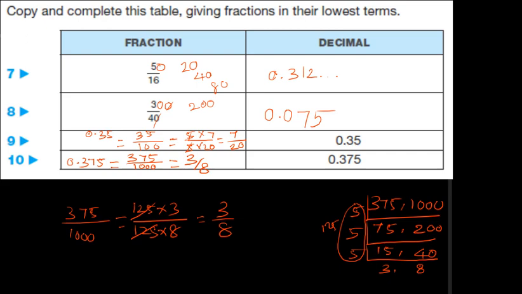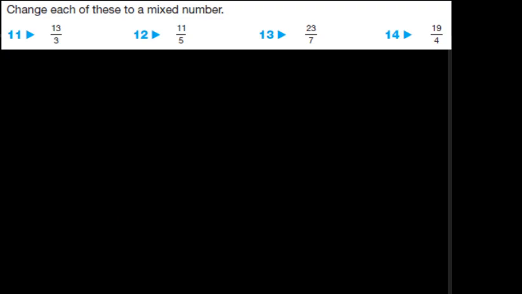Right. The next question: change each of these to a mixed number. We have to convert the fractions into mixed fractions. First the number is 13 by 3. To make this a mixed fraction, we want to find how many 3s are available in 13. We have to use the third table. We know that 4 3s are 12.